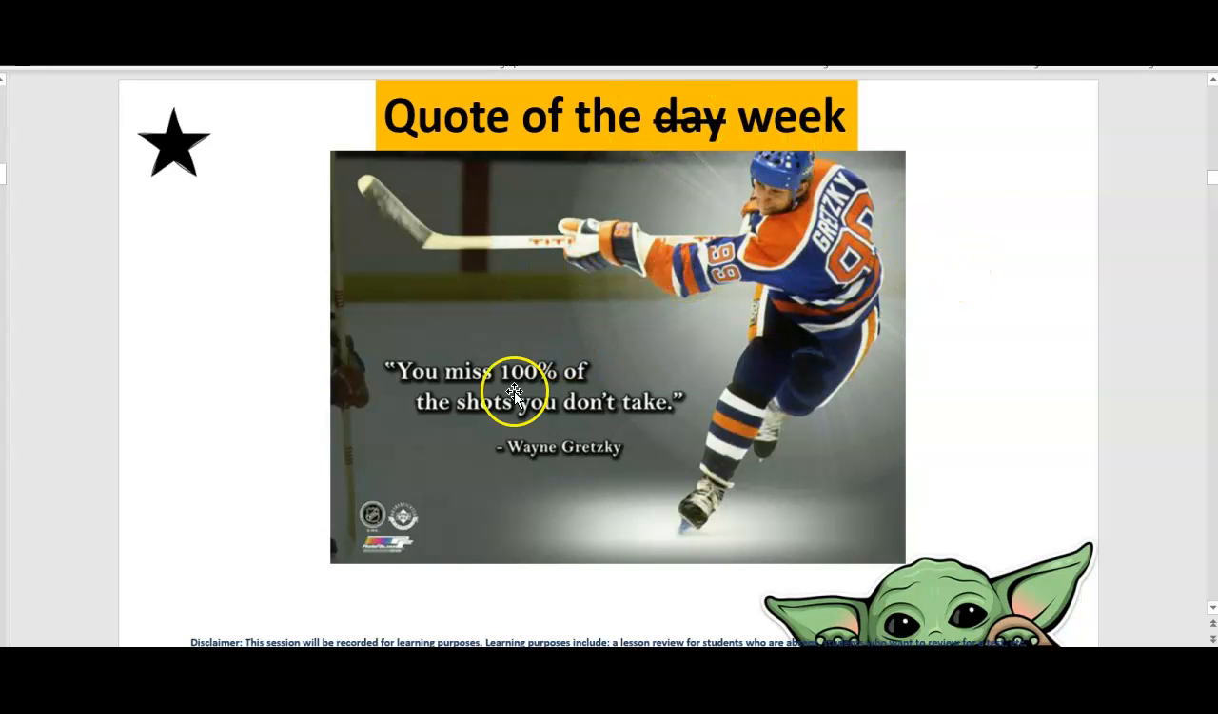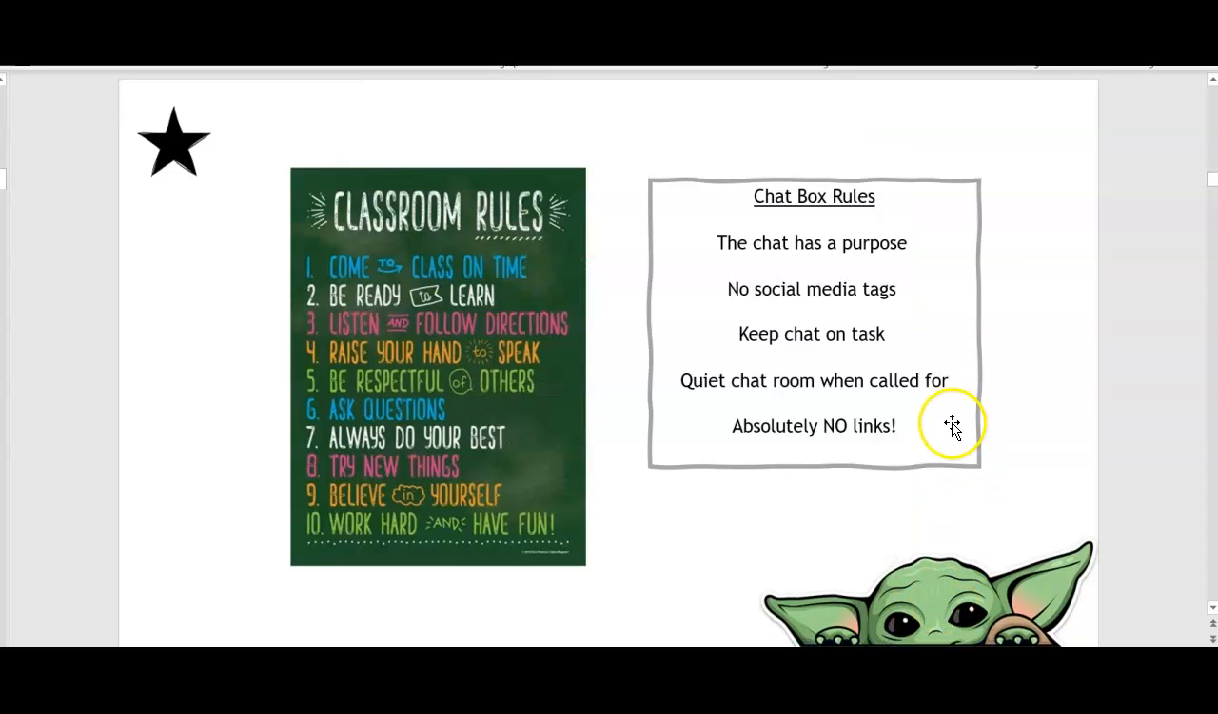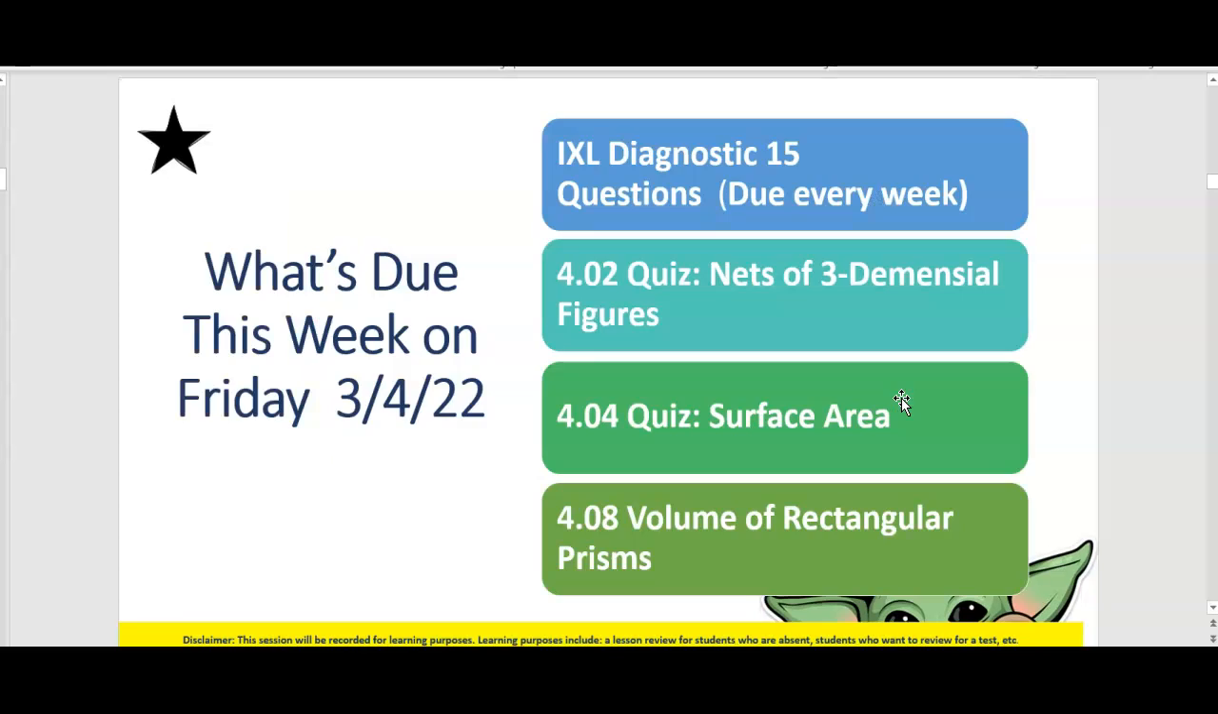Quote of the day. No, week. Miss 100% of the shots you don't take. Ask baby Grogu, he knows. Or she, I'm not sure what gender baby Grogu is. Maybe he just prefers other person. Okay, at any rate, I don't know. Okay, let's go.